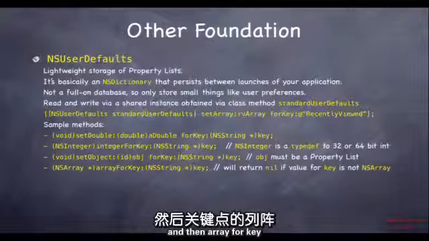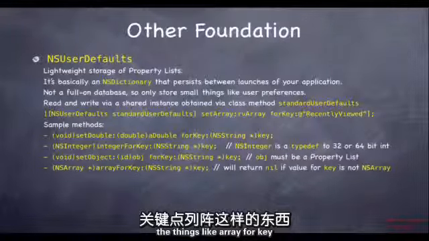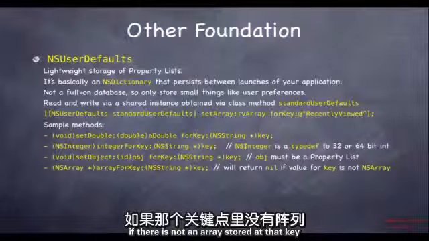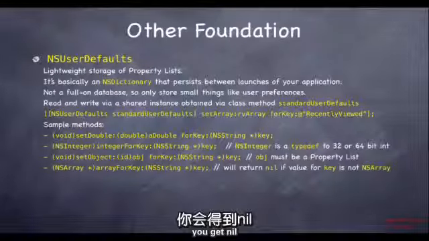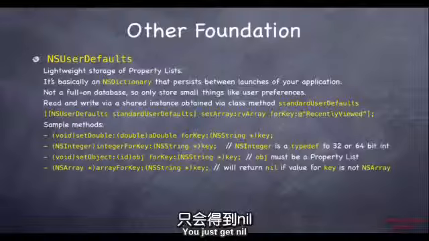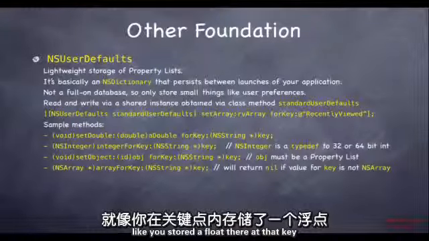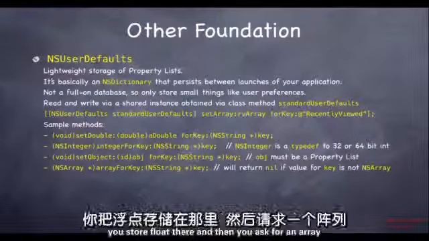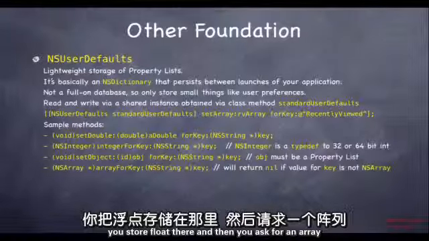And then things like arrayForKey:, if there's not an array stored at that key in the defaults, you get nil. So it's not going to crash, you just get nil. Like if you stored a float there at that key. The key is just a string, like foo. You store a float there, and then you ask for an array, you're going to get nil.